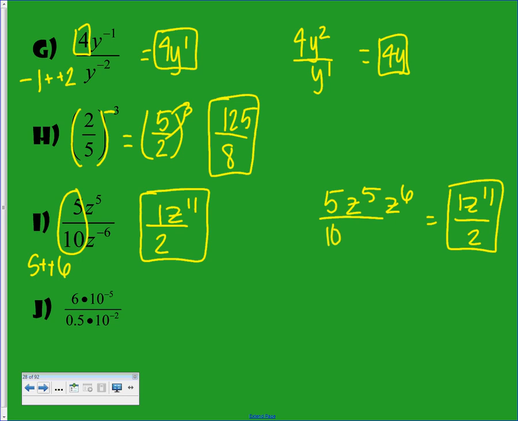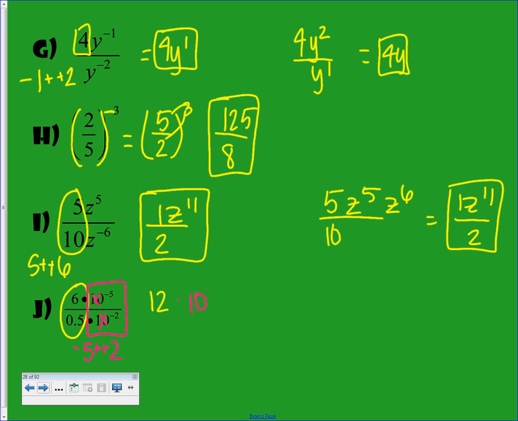Okay, letter J. Okay, this looks a little complicated. Let's just keep it just like everything else. Keep your numbers out front. Okay, those are separate. So 6 divided by 1/2 is 12. Okay, and then let's treat this part over here like variables. Okay, because the 10 is the base, we'll treat it like an x for now. So negative 5 minus negative 2 becomes negative 3.